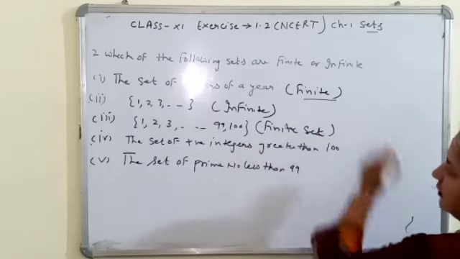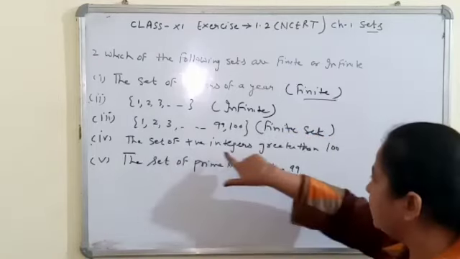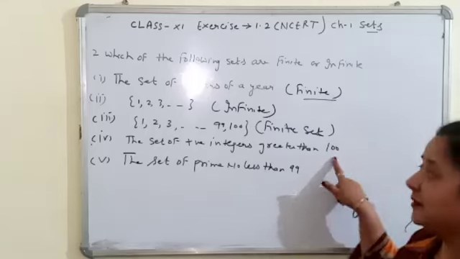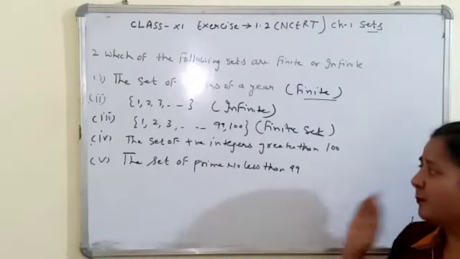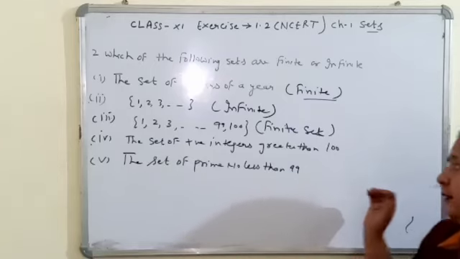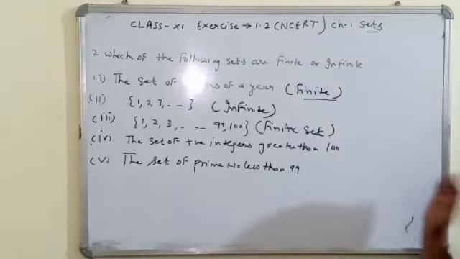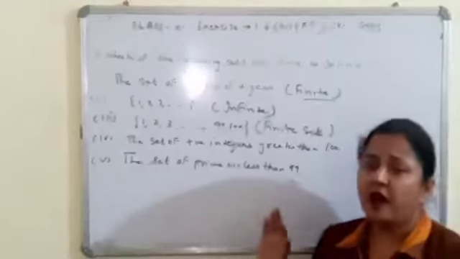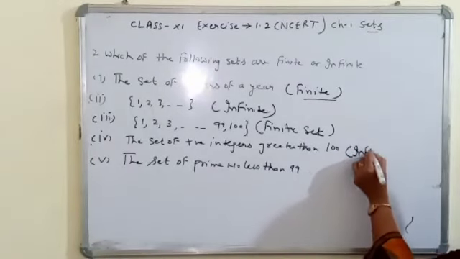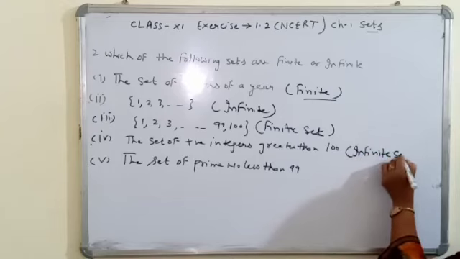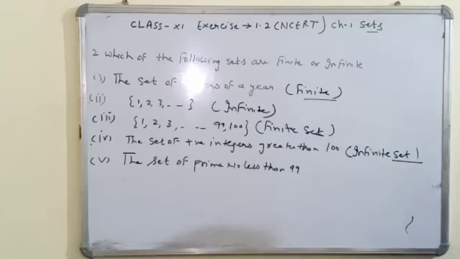Now, fourth is the set of positive integers greater than 100. We have to write the positive integers greater than 100. So we have n number of positive integers which are greater than 100: 100, 1, 2, 3 and so on, 1000, lakh, and so on. We can't count them. So this is an example of an infinite set because no endpoint is given here.